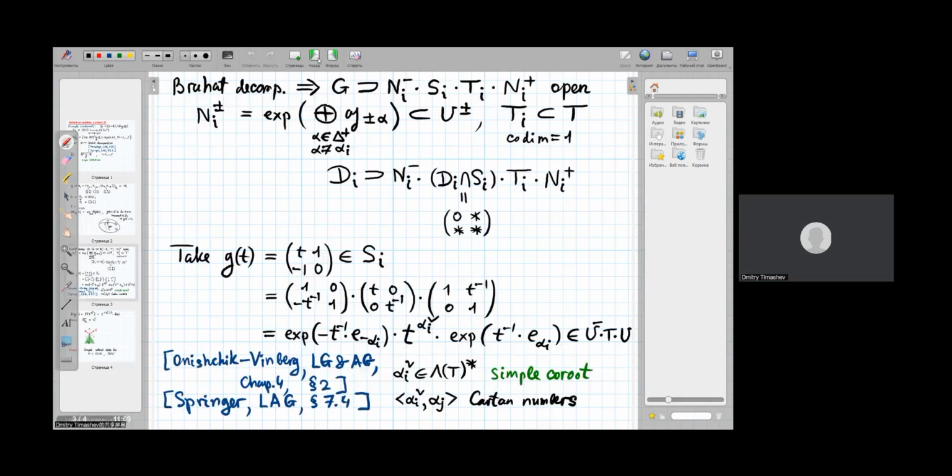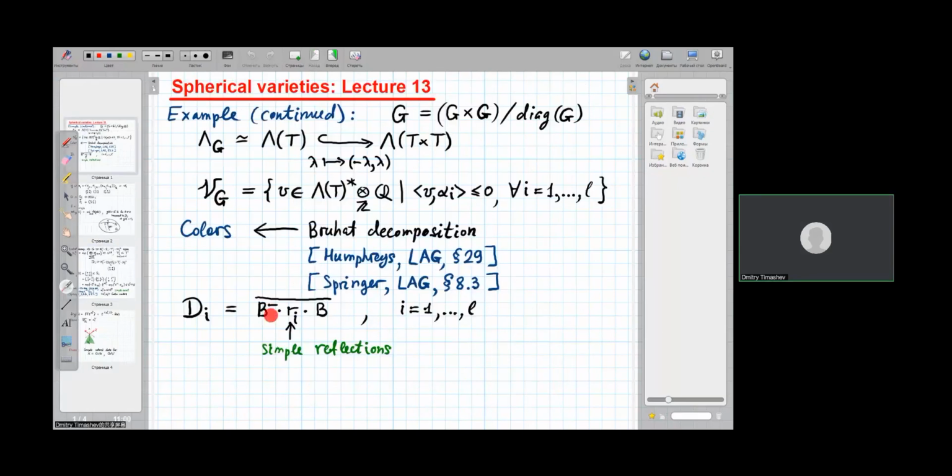Okay, so I guess it is here, right? Yes. Well, is it true that the intersection of DI and SI is SI times RI times SI? Well, the double SI action on the simple reflection. This intersection is the double coset of the same form.